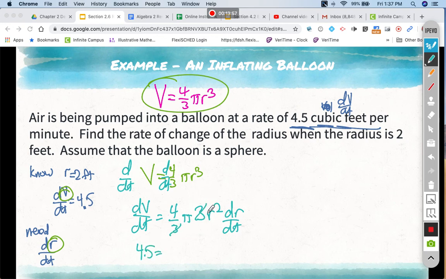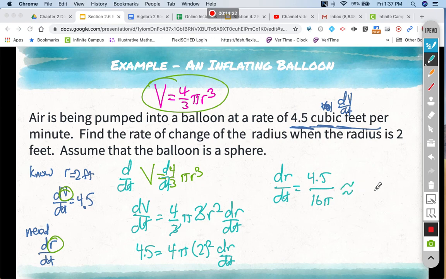Oh, this is nice. The 3's cancel. I don't have a fraction anymore. 4 pi r was 2 dr/dt. So I can come along and say dr/dt is going to be 4.5 divided by 16 pi, which is 0.090 feet per minute.